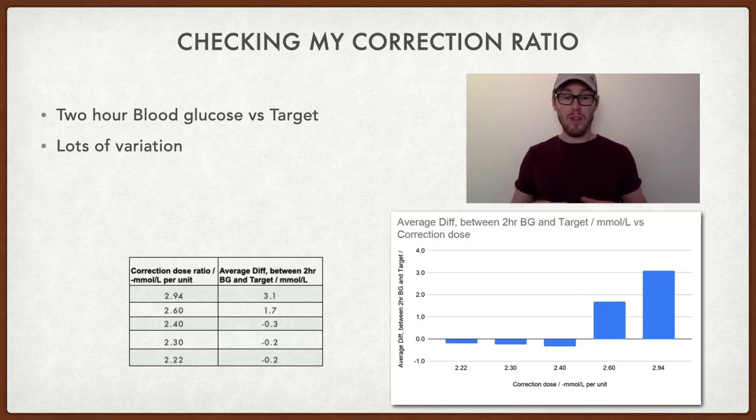Now what it kind of shows is that the best correction dose for me, which brought my blood sugar closest to 7, was at either 2.22 or 2.3. Okay, so that's basically saying each unit of insulin will reduce my blood glucose by 2.22 or 2.3 millimoles per litre.